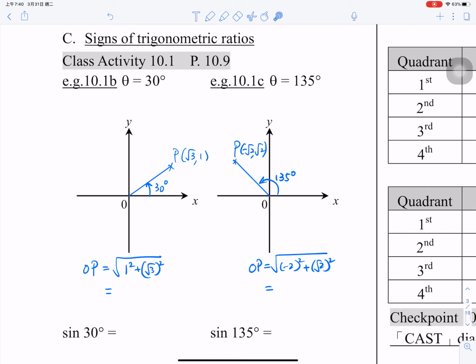Section C. Here we talk about the signs of trigonometric ratios. Signs, that means positive or negative. That means the sine function, cosine function, and tangent function. What are the signs? Are they positive or negative? Let's have a look at some examples here.